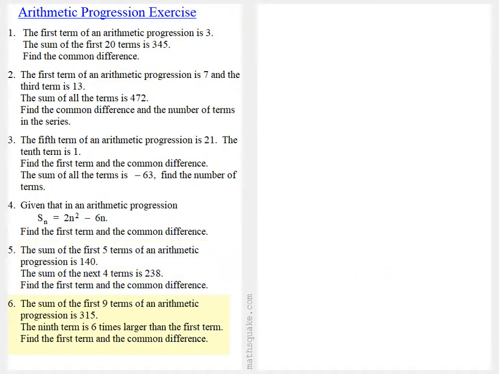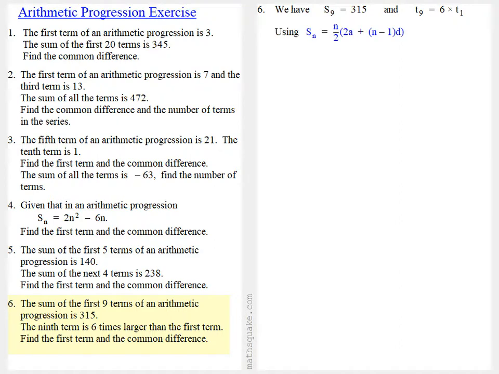In question 6, the sum of the first 9 terms of an arithmetic progression is 315. The 9th term is 6 times larger than the first term. Find the first term and the common difference. Now we have the sum of the first 9 terms is 315, so S9 is 315, and the 9th term is 6 times the first term, so T9 is 6 times T1.